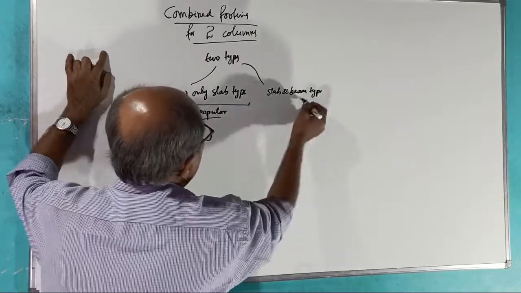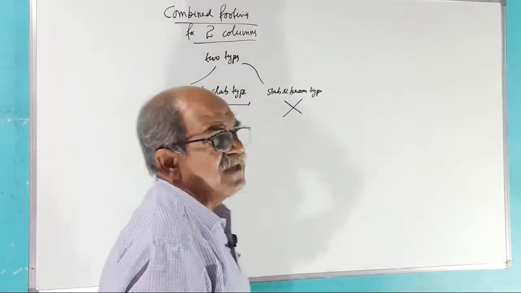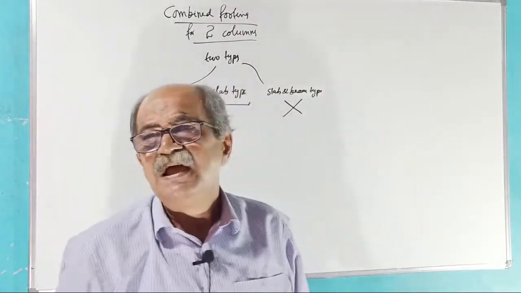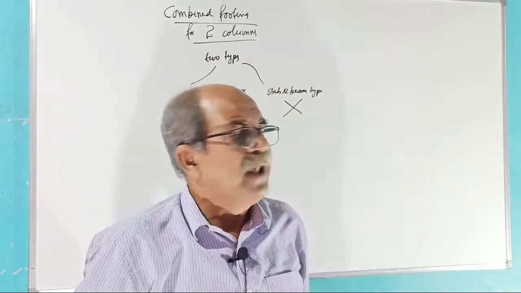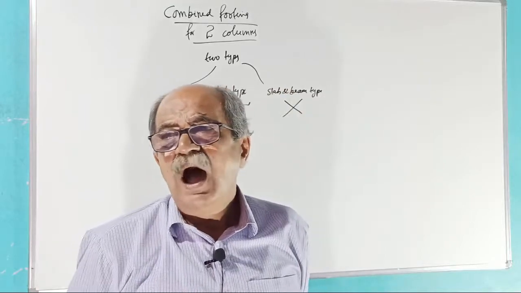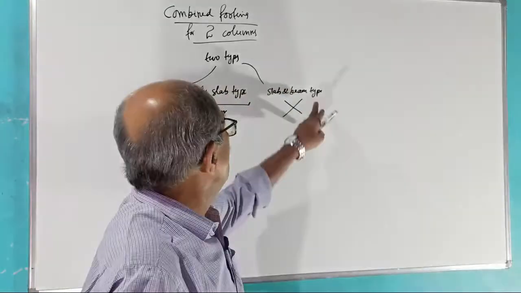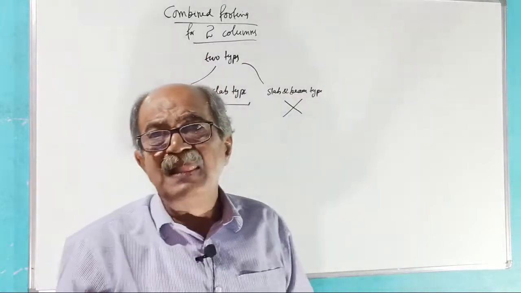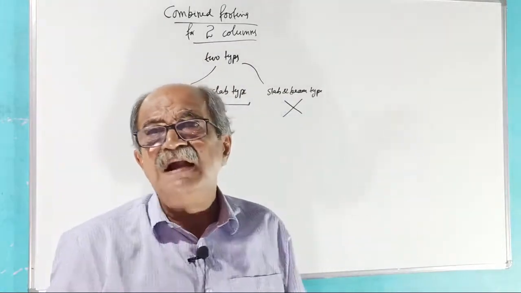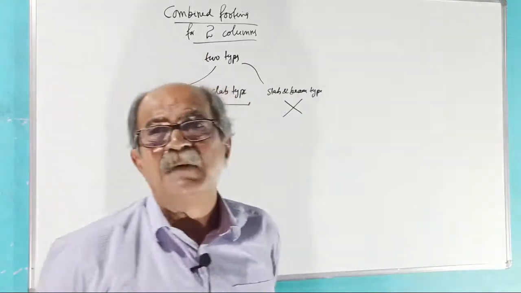Slab and beam type is fully outdated. You can see it in all the textbooks. Academically they give questions, but practically it is outdated. So, I will not waste too much time on this design part. But I will tell the design principle here with the diagram.